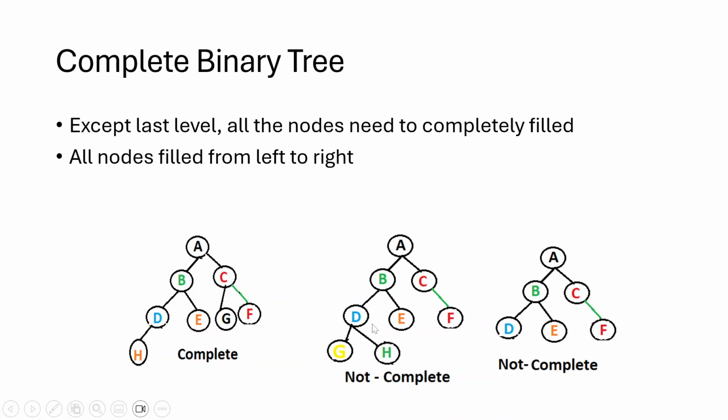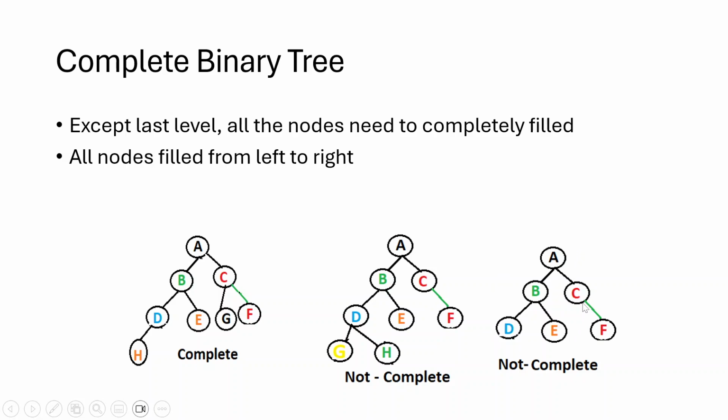Likewise, D has left and right, correct. But here in level 1 itself, we should always have the left child first and then the right child second. But in this case, C has a right child without having a left child. So that's why we are calling this a not complete tree.